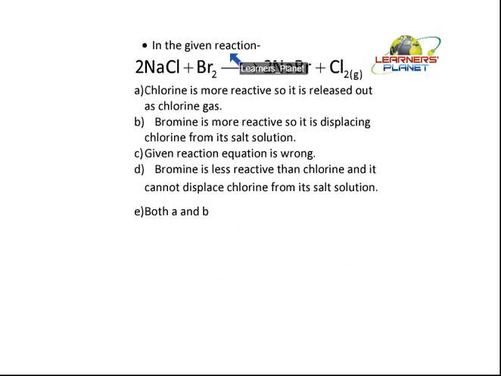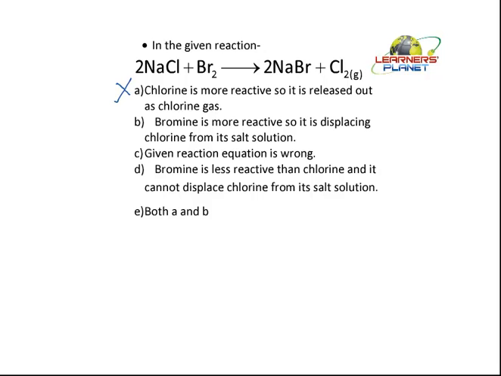Now let's move to some more questions. In the given reaction, 2NaCl plus Br2 gives 2NaBr plus Cl2. Chlorine is more reactive, so it is released out as chlorine gas. Is it? Because it is more reactive, it will be replaced from its salt solution. No. A more reactive metal displaces a less reactive metal from its salt solution. So this option is wrong. Here bromine should be more reactive. Right? So this option is wrong.